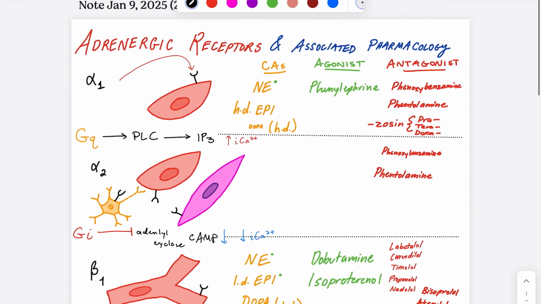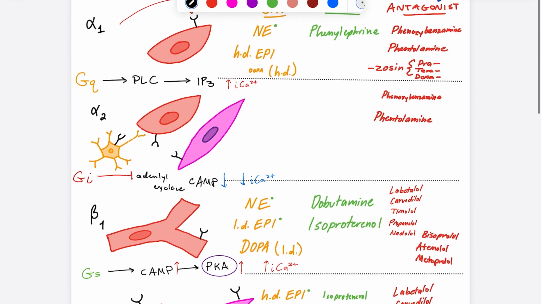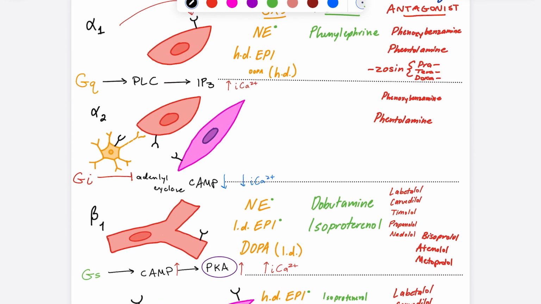So that brings us to our associated pharmacology. And there are three different types of pharmacologic agents that I'm going to talk about. The first is catecholamines, the second is agonists, and then the third is antagonists. So catecholamines are mostly agonistic, and they have dose-dependent effects on these different receptors due to their selectivity.